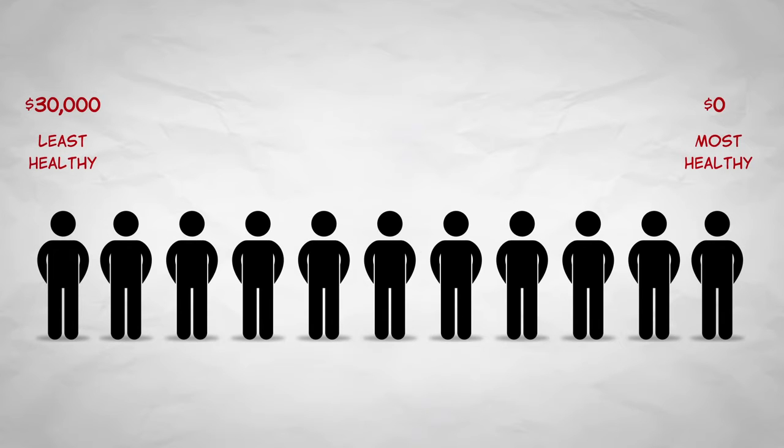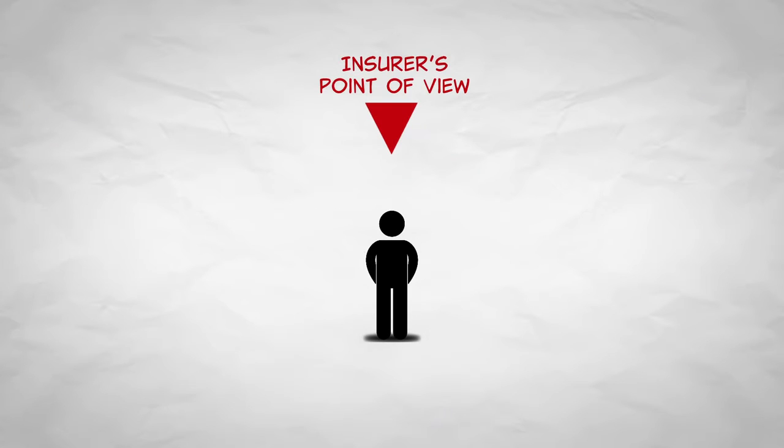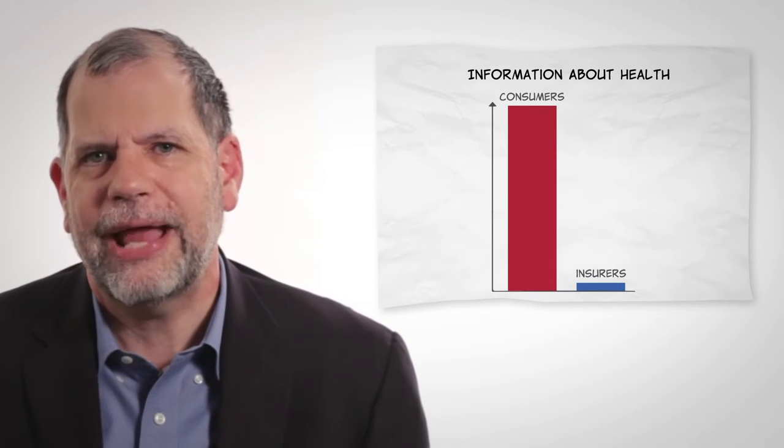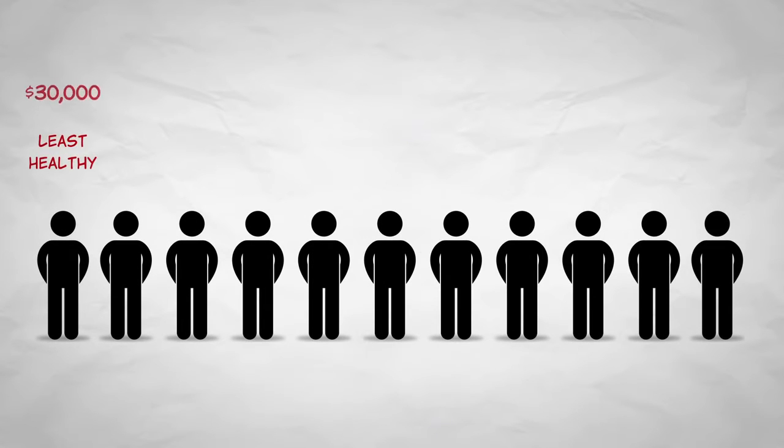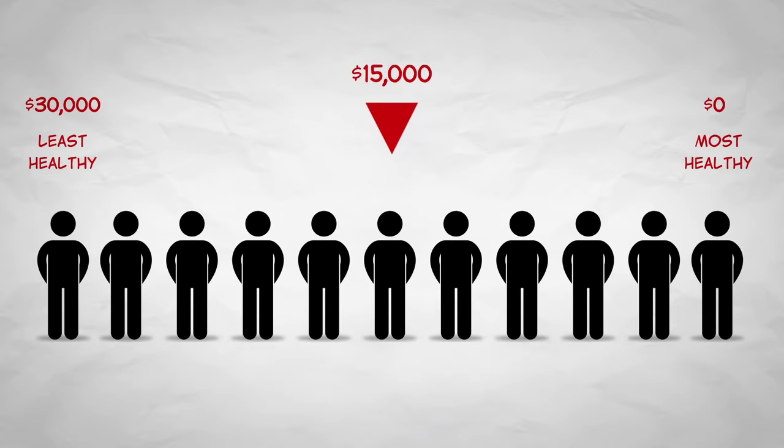Now, consumers know this information, but by assumption, insurers don't. From the insurer point of view, everyone is of the same average health. Here again we have asymmetric information. That is, consumers of healthcare have more information about their health status than insurers do. In this scenario, insurers have to price the coverage based on the average cost among all consumers, namely $15,000.